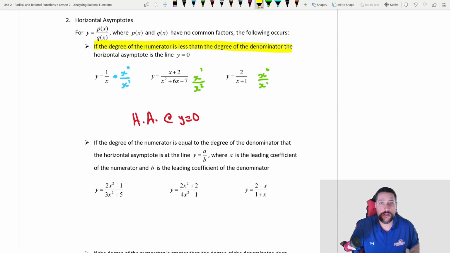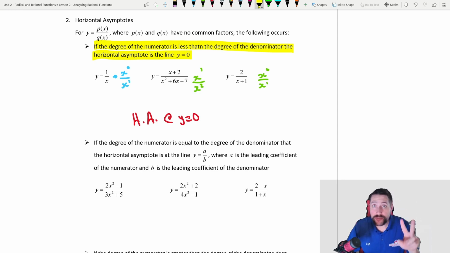The second: if the degree of the numerator is equal to the degree of the denominator, the horizontal asymptote is at the line y equals a over b, where a is the leading coefficient of the numerator and b is the leading coefficient of the denominator.